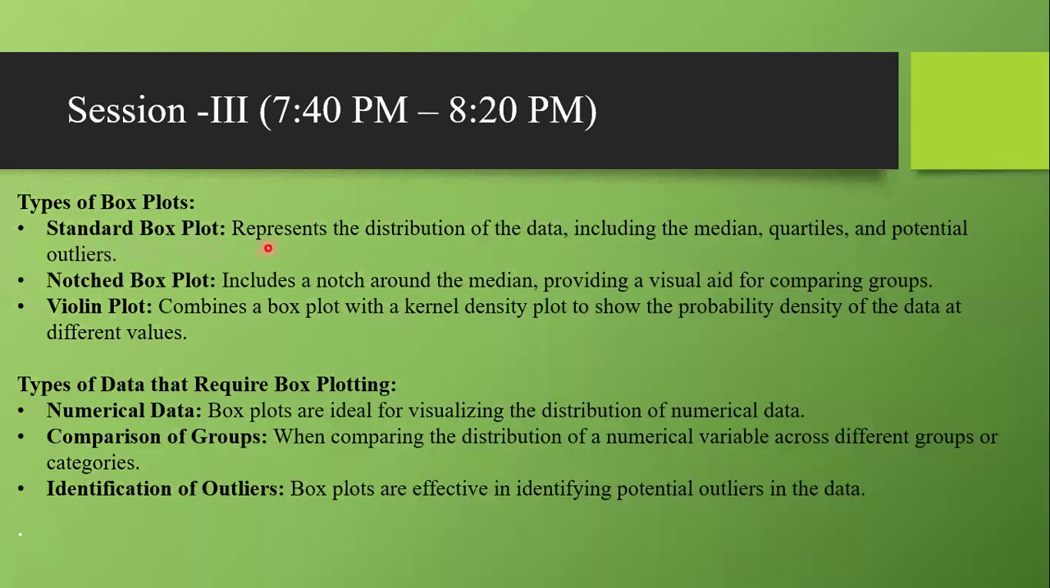Standard box plot, which represents the distribution of data including the median, the quartiles, and potential outliers. Notch box plot includes a notch around the median, providing a visual aid for comparing groups. If you have a number of groups and you want to compare them using the box plotting, you can use the notch box plot. Then there is the violin plot, which combines a box plot with a kernel density plot to show the probability density of the data at different values.